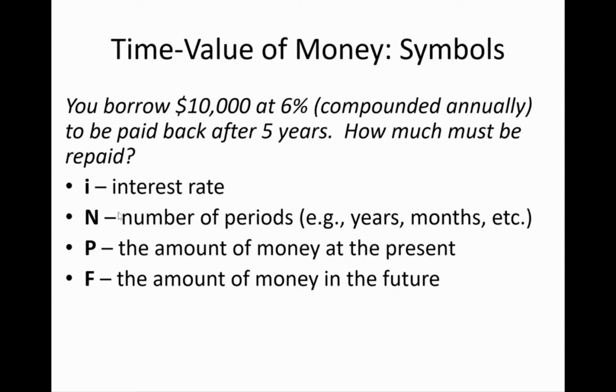Okay, so N, the number of periods, you have to read the statement and understand through the compounding frequency how many periods there are going to be in the time frame that you're representing. P means a lump sum at the present. Present is time 0. And then F is a lump sum in the future. So these are variables that we're going to use all through the semester.